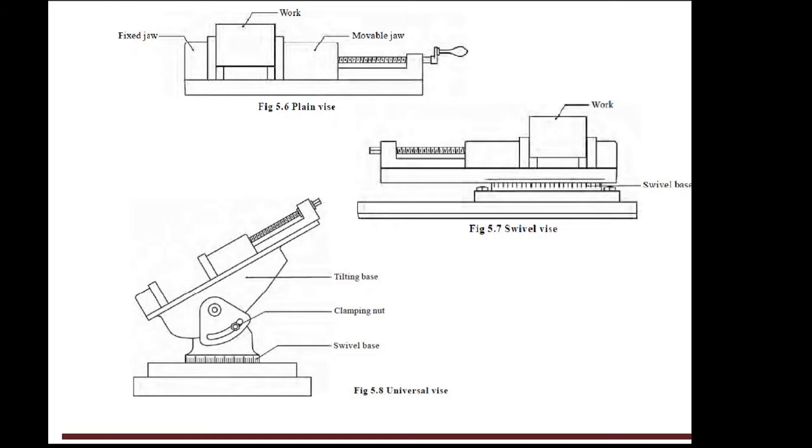A universal vise has more features. Here, in addition to the swivel base, a tilting base is also provided. The tilting base helps for the rotation of the workpiece along a horizontal axis. By operating the swivel base and the tilting base, any orientation can be obtained in the workpiece. So it is called a universal vise. The tilting base can be fixed using the clamping nut.